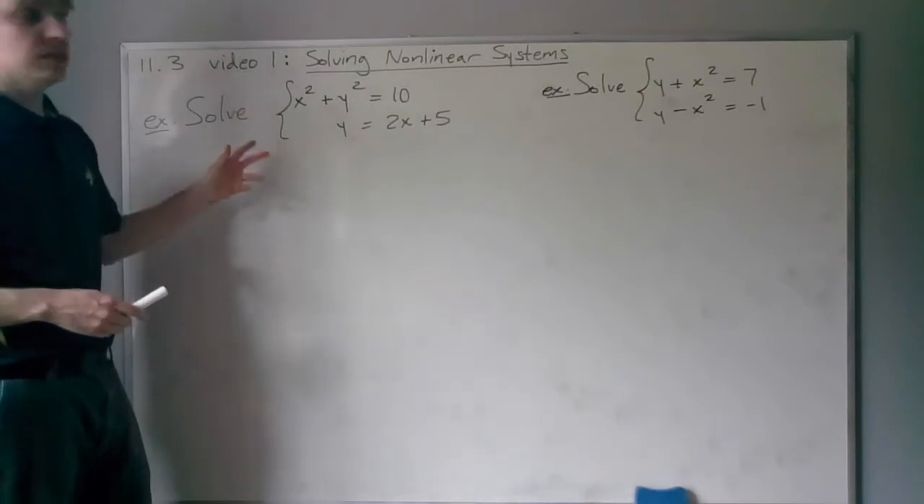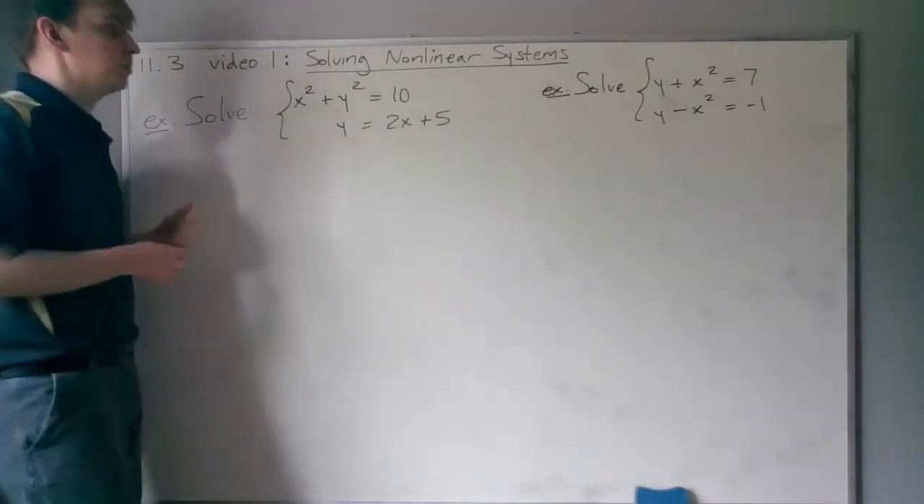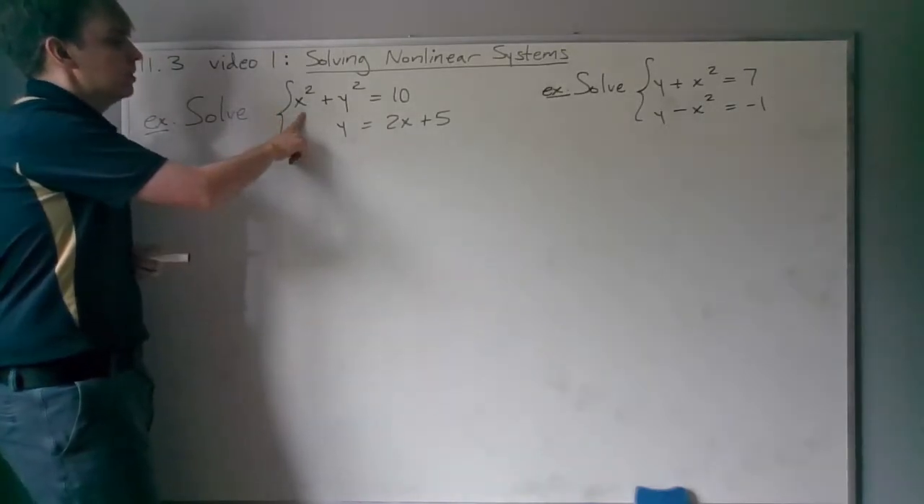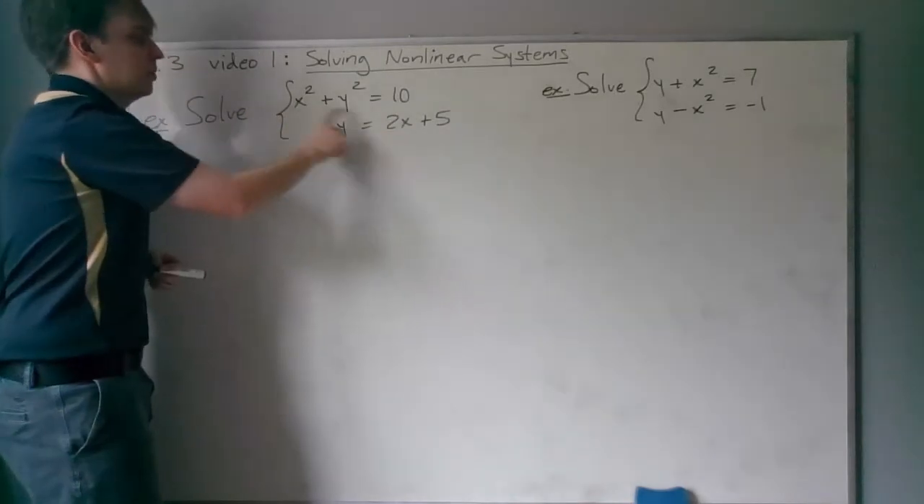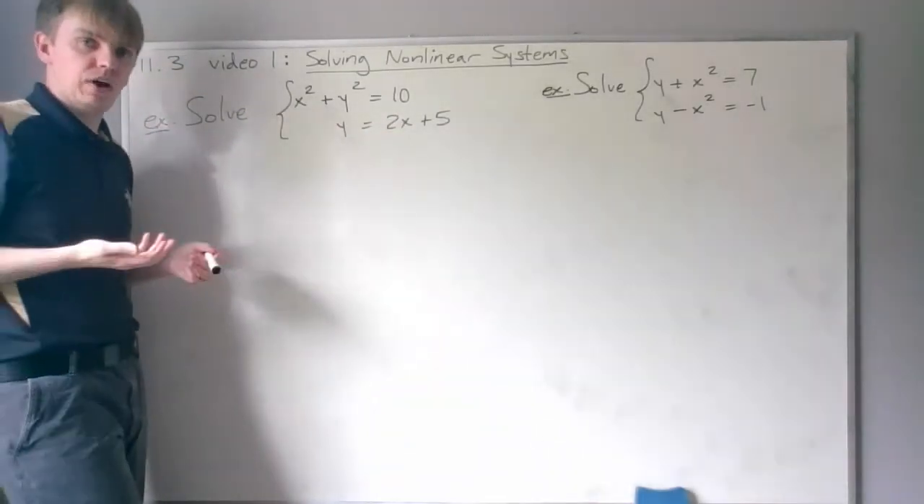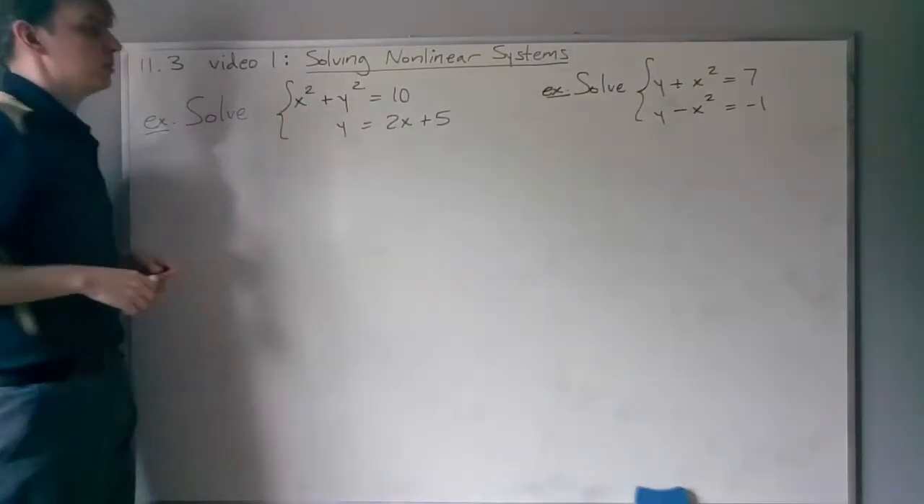I don't see anything that's immediately going to get eliminated, or actually elimination won't work at all because we have an x squared and an x. We're not going to be able to cancel those two out. They're not even like terms. So even if I tried to subtract things, they're not going to cancel out. Same thing with y's. We have a y and a y squared.